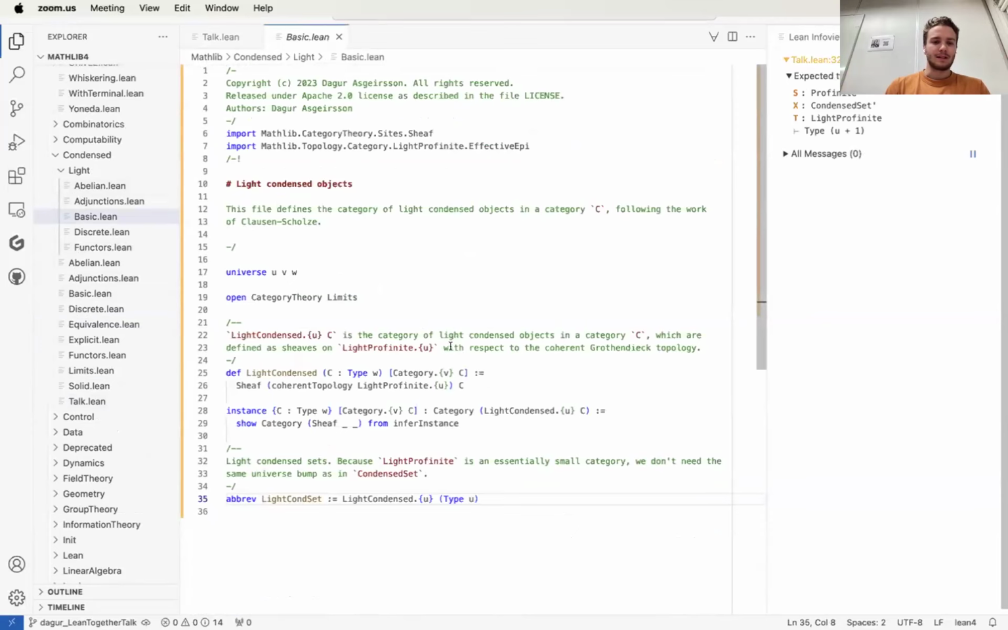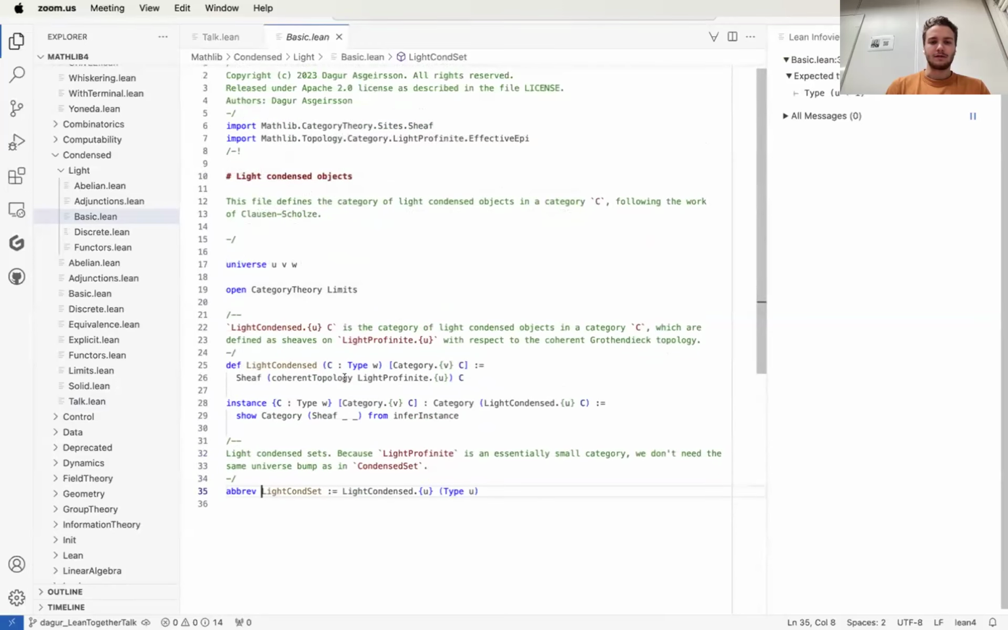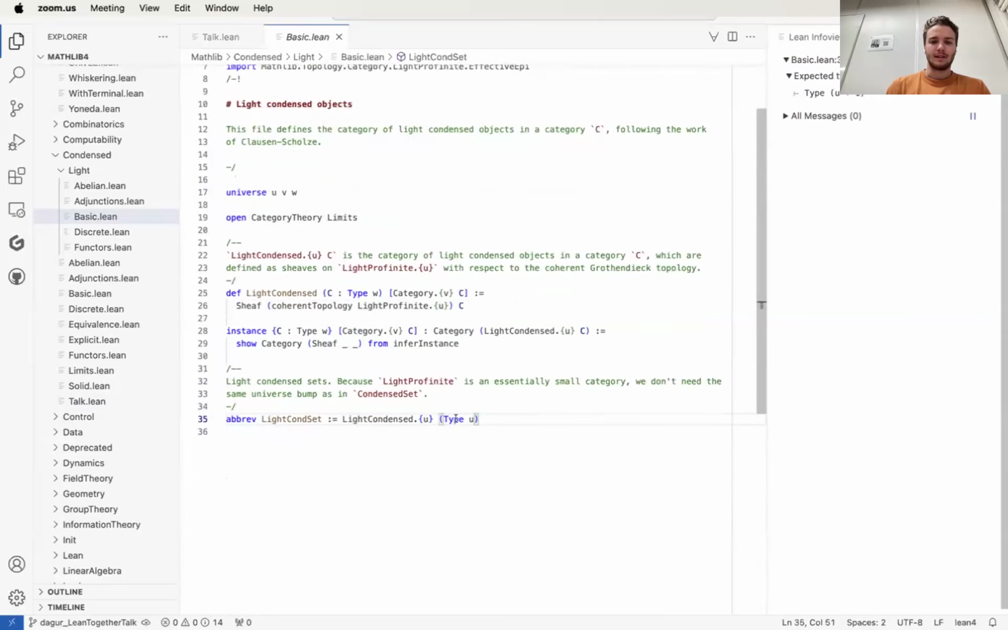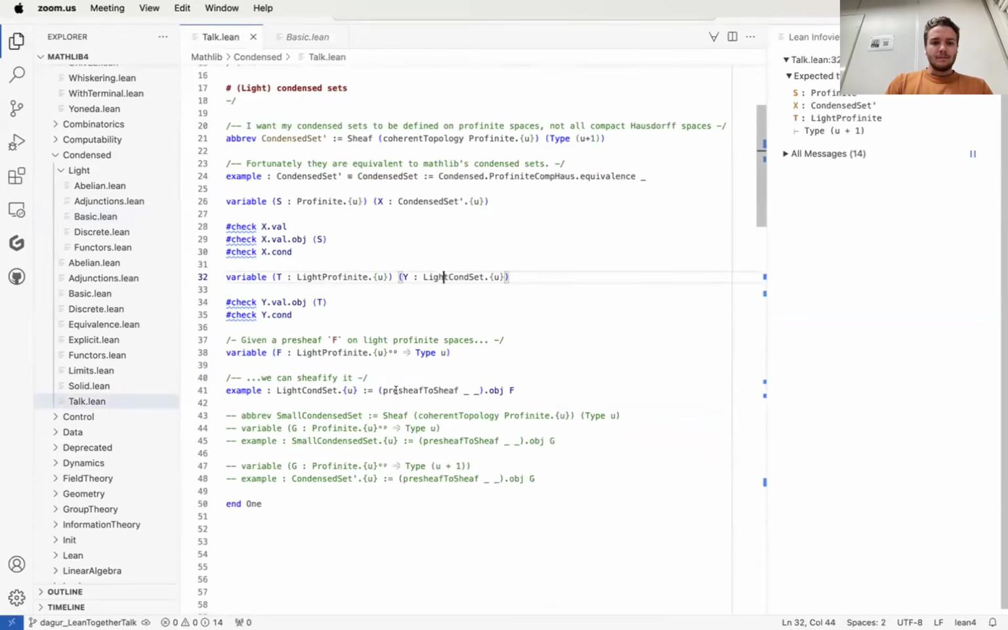These are not in Mathlib yet either, but PR'd. So it's exactly the same. It's just a sheaf for the coherent topology on light profinite sets. And here it's in type U. The target category has the same universe as the defining site.